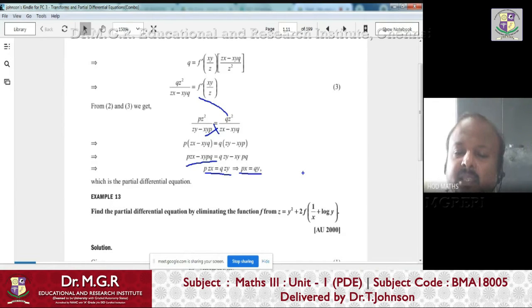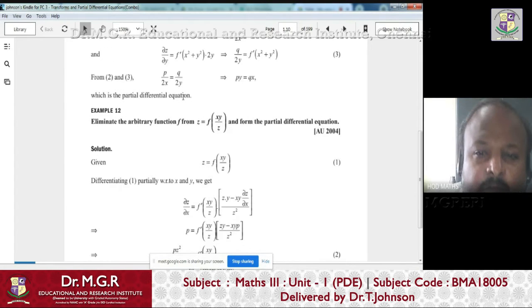So again it is a first order PDE corresponding to the original function, where the original function is of the form z equals f of xy by z.